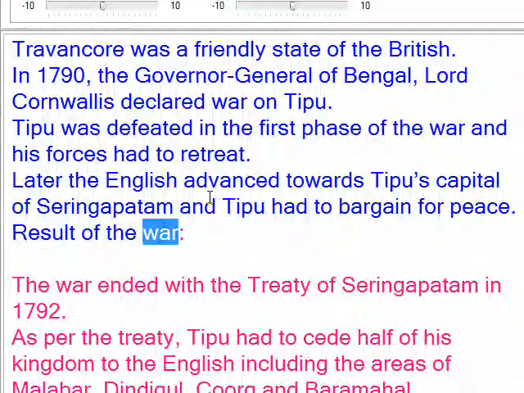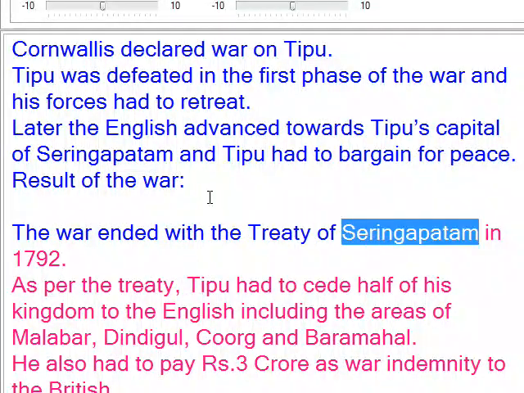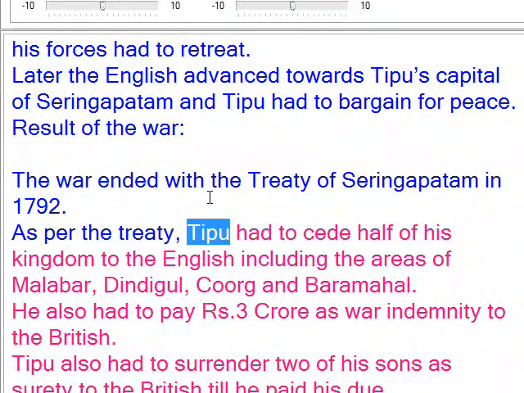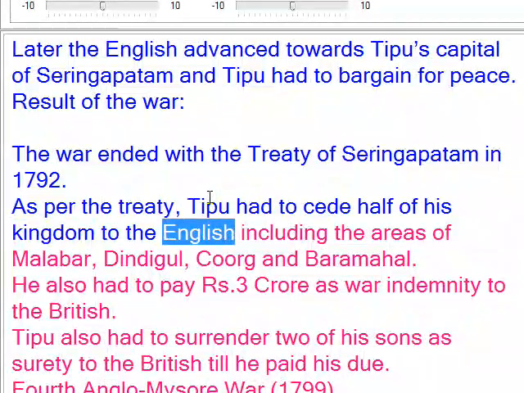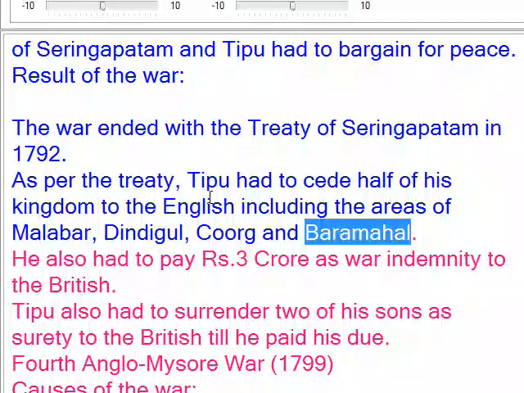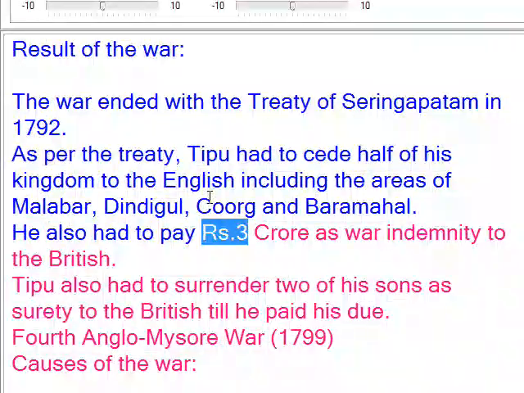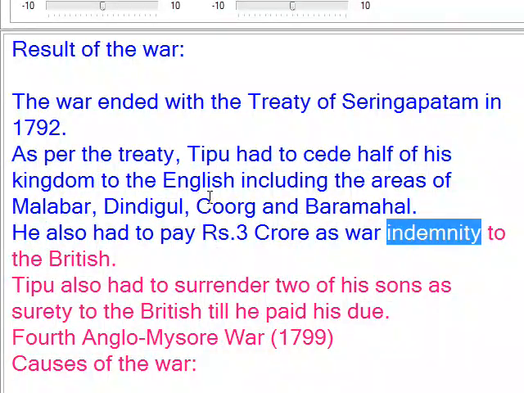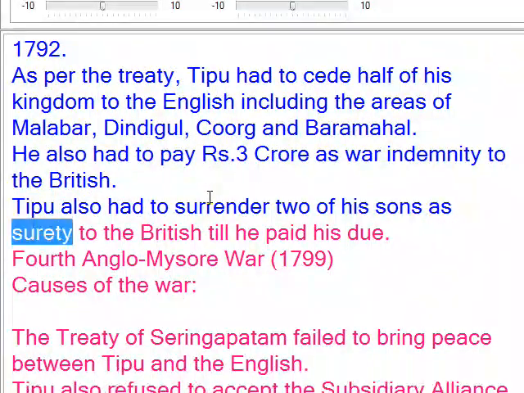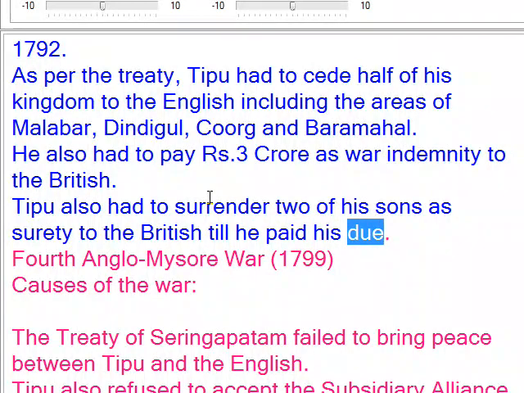Result of the war: the war ended with the Treaty of Srirangapatna in 1792. As per the treaty, Tipu had to cede half of his kingdom to the English, including the areas of Malabar, Dindigul, Coorg and Baramahal. He also had to pay Rs.3 crore as war indemnity to the British. Tipu also had to surrender 2 of his sons as surety to the British till he paid his due.